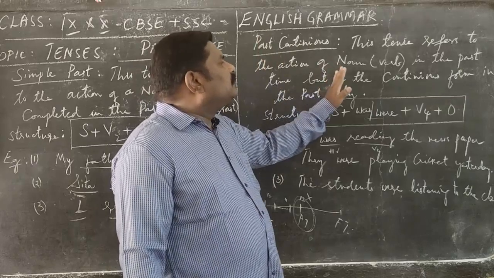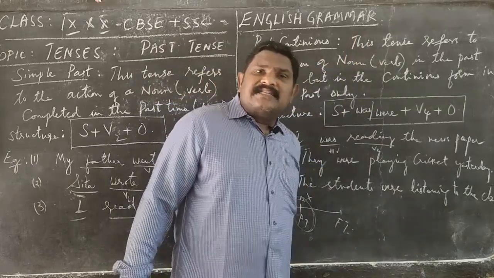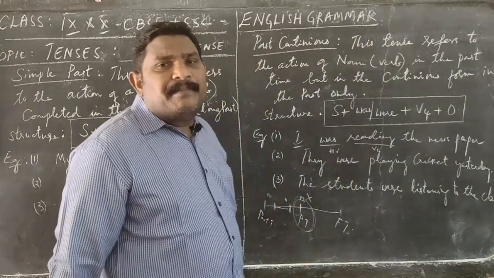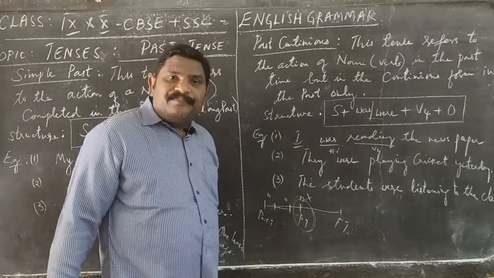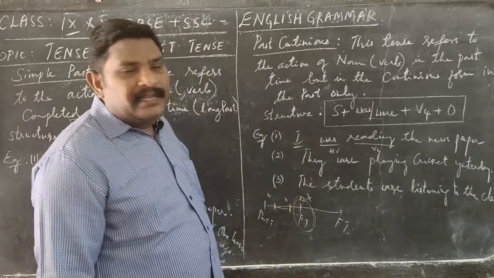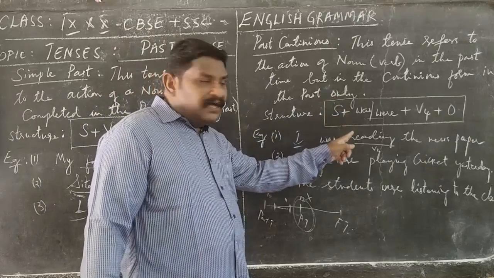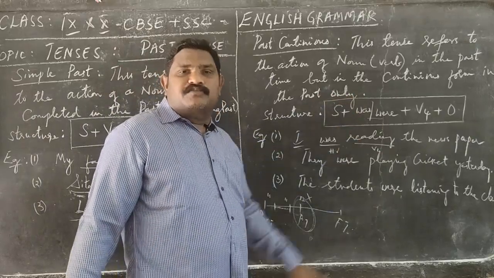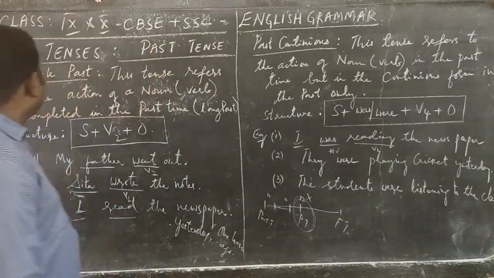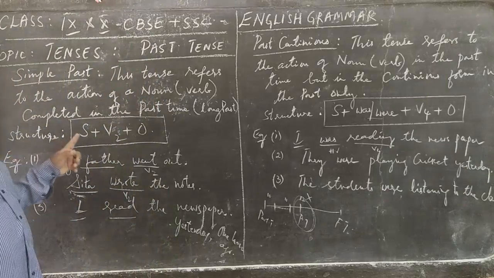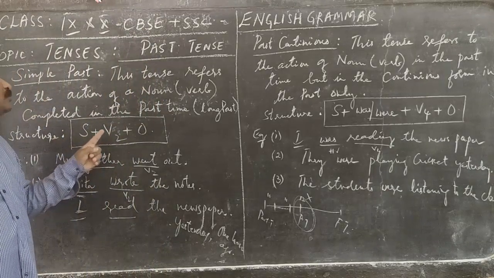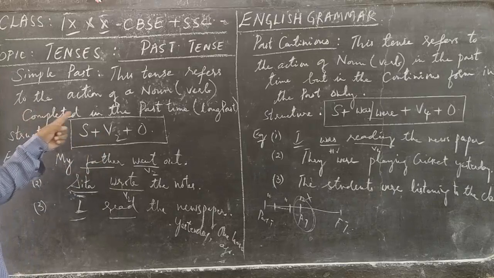So in past continuous, the action of a noun starts in the past and continues in the past. The action is not over; it is going on in the past only. Subject plus was or were plus V4 plus object. That is the definition. Now simple past again: subject plus V2 plus object. This tense refers to the action of a noun.